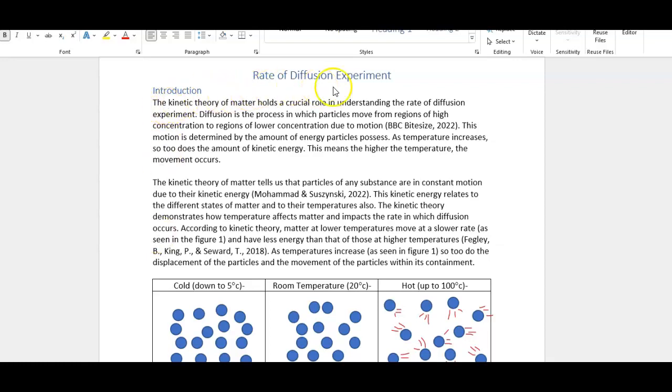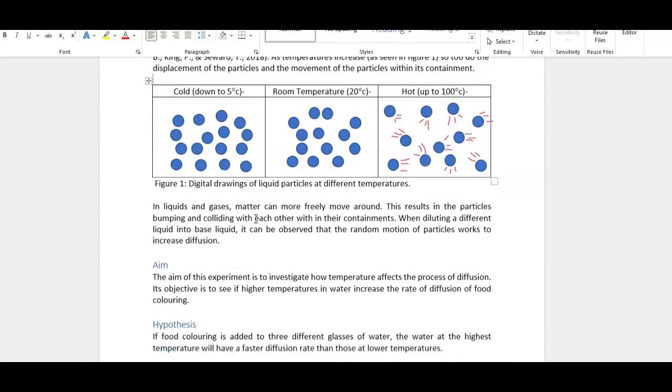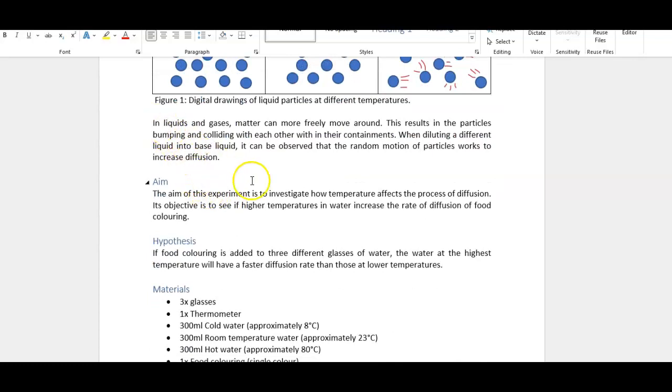So the concept of the rate of diffusion experiment, and it's started to jump in with kinetic theory, explained it verbally. It's got academic justification here throughout. So it's very strongly anchored with some scholarship, and it has a diagram that is relevant and explains the idea.